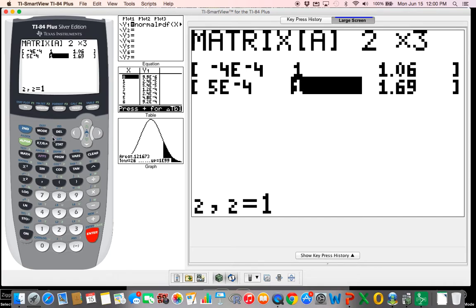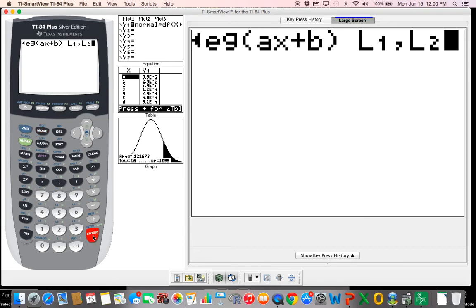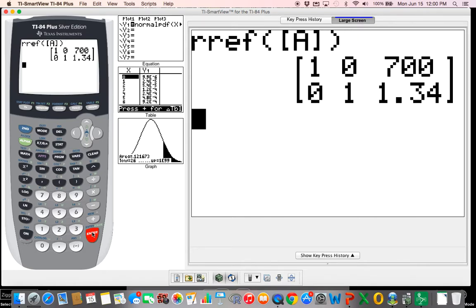All right, gang. So we got matrix A, so I'm just going to go second function quit, because I know somewhere previously I've done that. That wasn't it. That wasn't it. That was it. And I just hit enter. So, guys, what we got here is we've got the solution 700, 1.34.